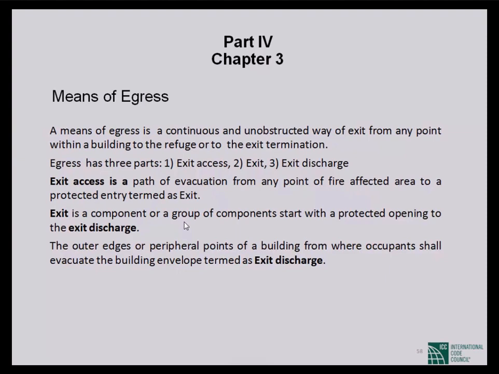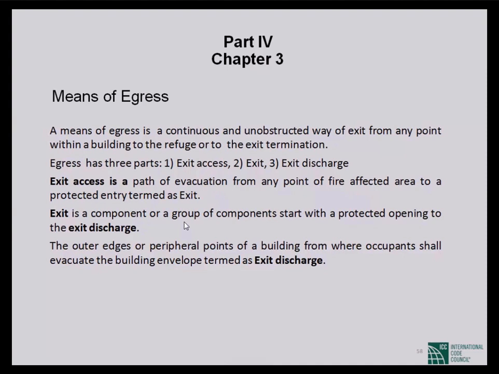If it is a high-rise building, from the floor, he starts at the first staircase entry. That is the start of the exit, and the way through the staircase and out of the building is the exit. When he is out of the building, that is the exit discharge. So an exit may be a single point or single plane, which is very easy.